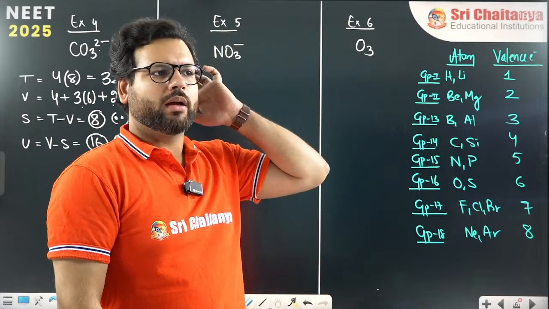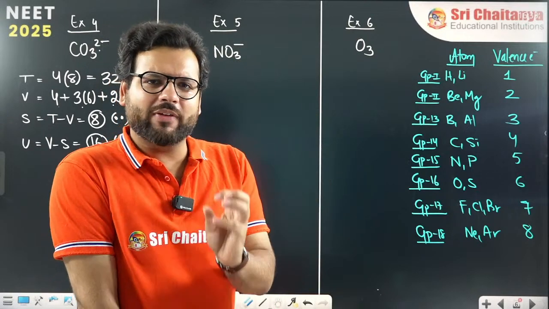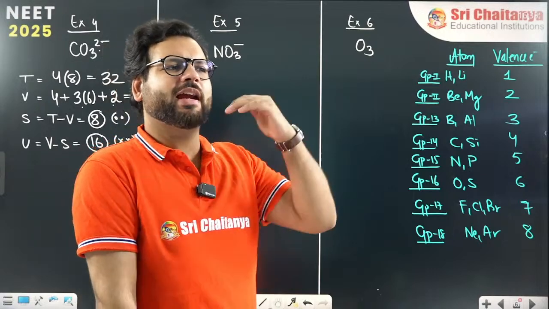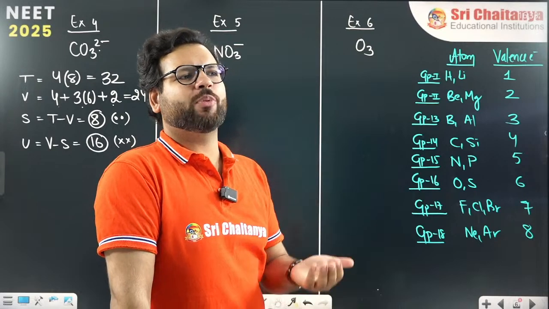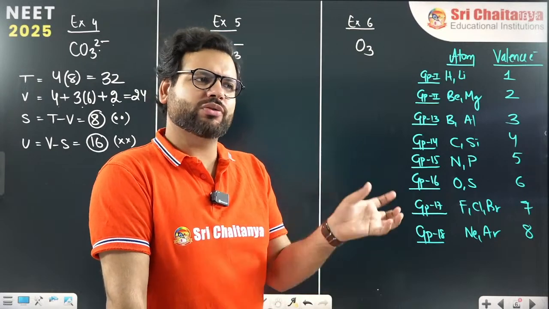Okay. Now just add the valence electrons, and if any negative charge is there, that many electrons you also add. If any positive charge is there, that many electrons you subtract from the V.